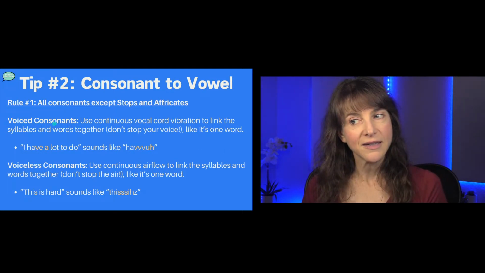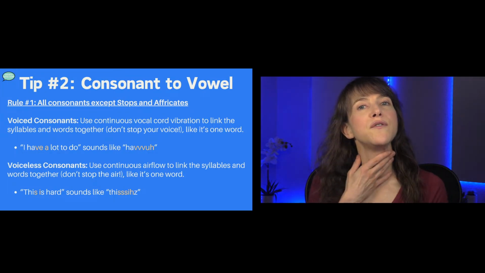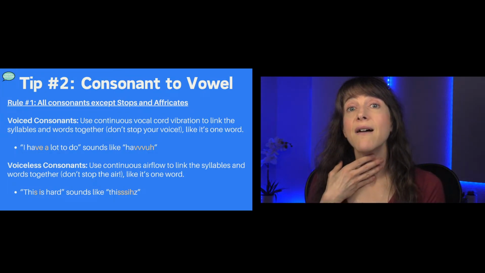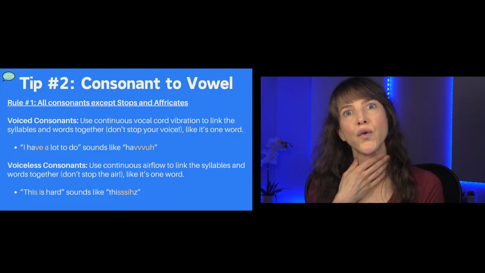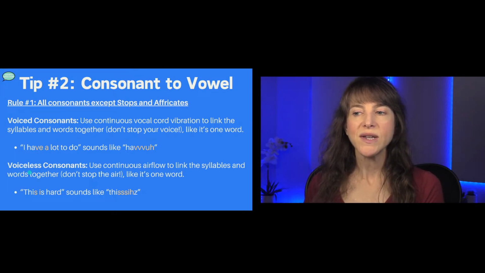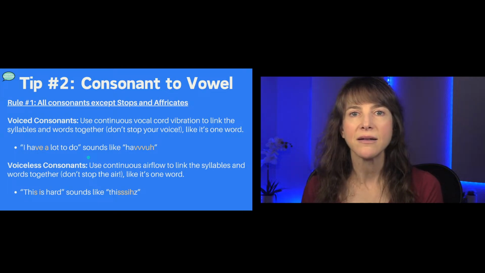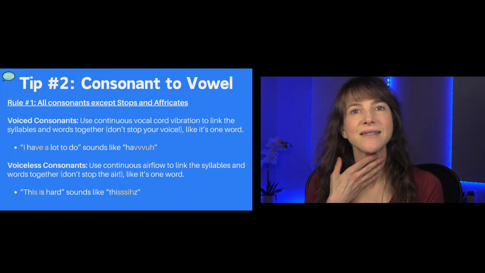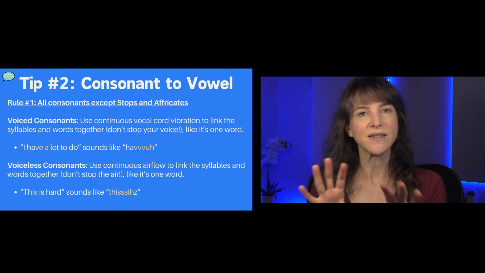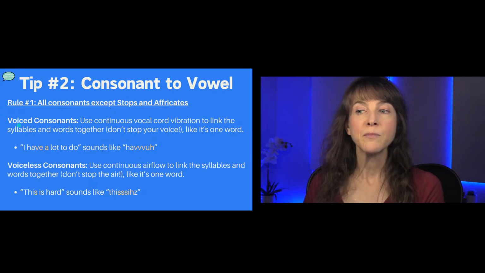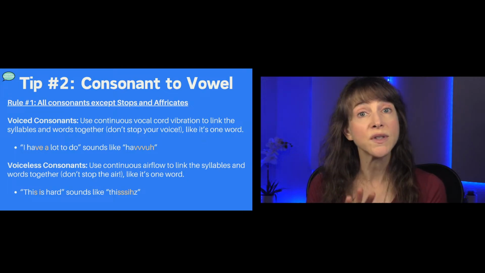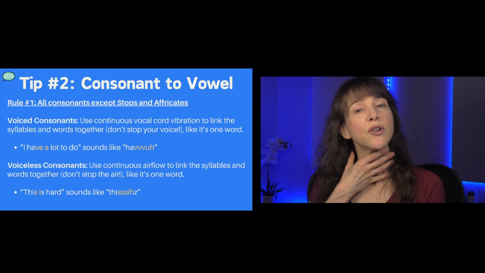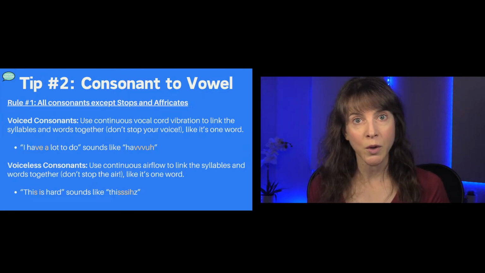We have voiced consonants where the vocal cords are vibrating. You can feel that, like maybe for the V consonant, V, or the M consonant, M. You feel your vocal cords vibrating. We also have voiceless consonants, like the S consonant, S. There's no vibration there. But for voiced consonants, you're going to use continuous vocal cord vibration to link the syllables and words together. So don't stop your voice. Again, you can feel for this if you put your hand on your throat. So pronounce it like it's one word.